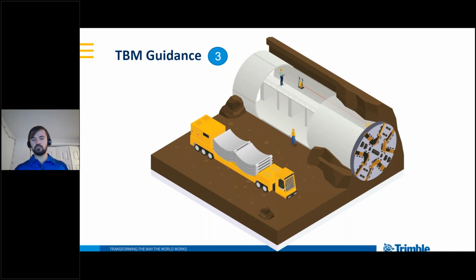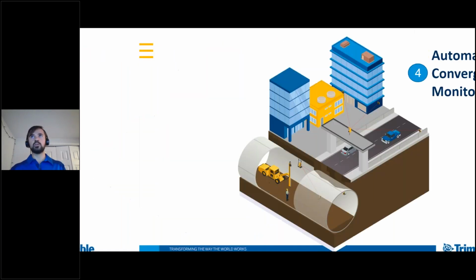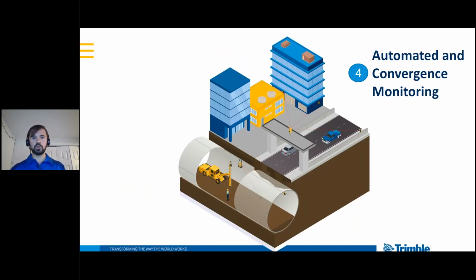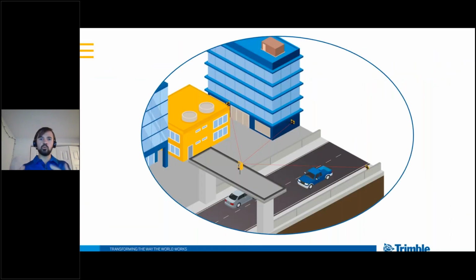Now, moving on from TBM guidance to our fourth category, which is automated and convergence monitoring. So really two different parts. And when I say monitoring, a lot of this has to do with deformation monitoring, where we're looking at movement changes or position changes over time. So how that looks above the tunnel is about looking more at critical infrastructure and safety of the public during the life of the tunnel construction.